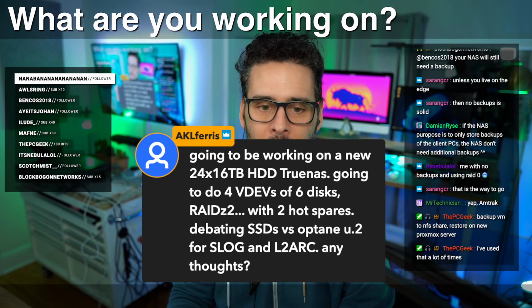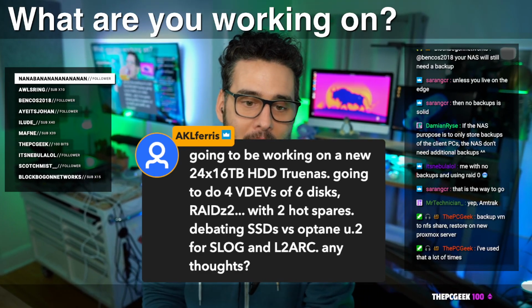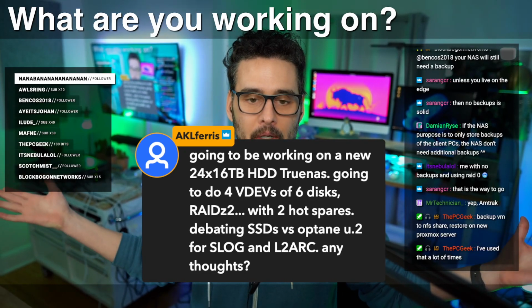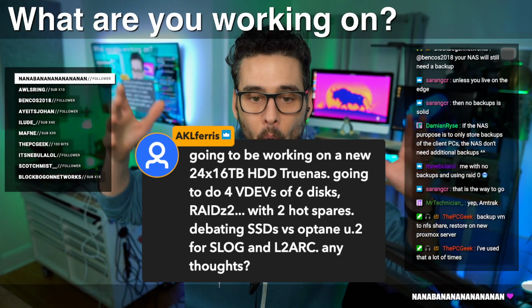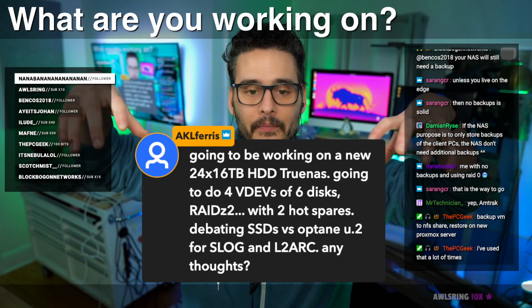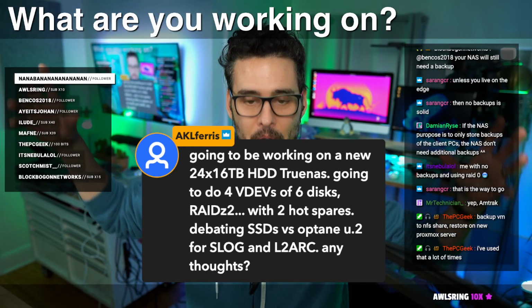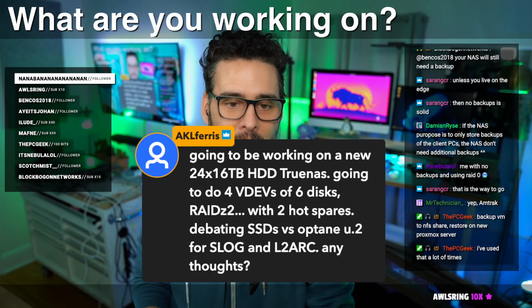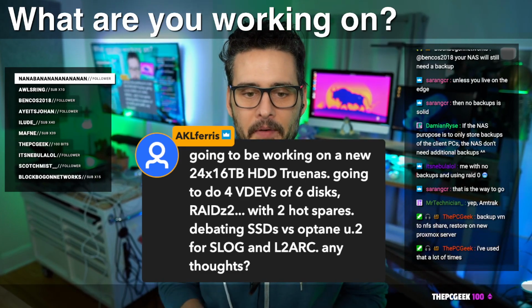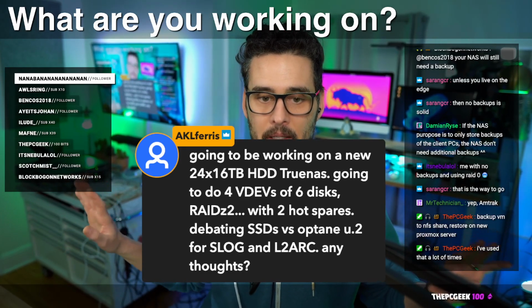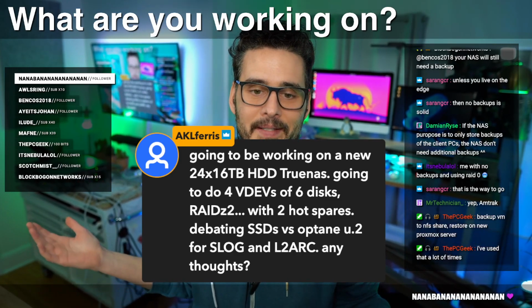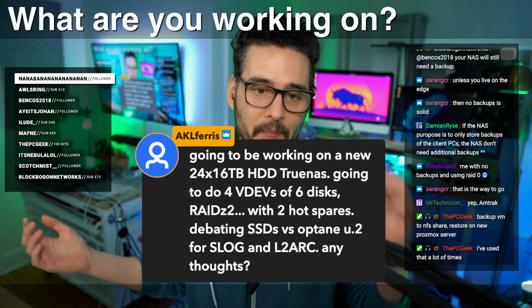Anyways, okay, so the Optane for SLOG, let me break this down. You're going to TrueNAS, you're doing 4 individual VDEVs of 6 disks in a RAID Z2 with 2 hot spares. And then you're saying, hey, you've made up your mind on your storage layout. Totally fine. You seem like you know what you're doing, especially if you're making those choices with 2 hot spares. So you have a question about SSDs versus Optanes for SLOG.